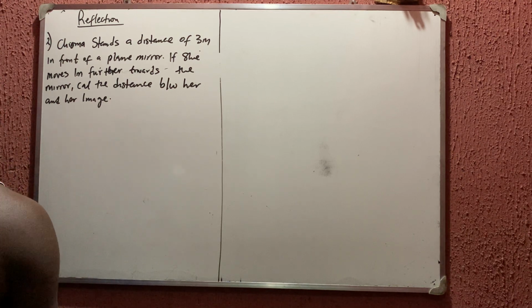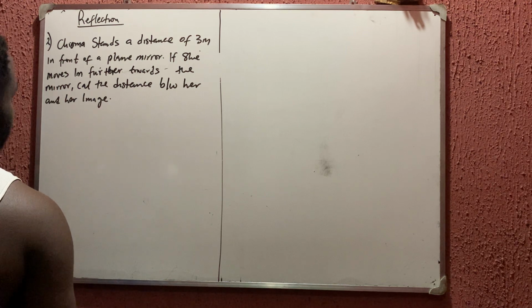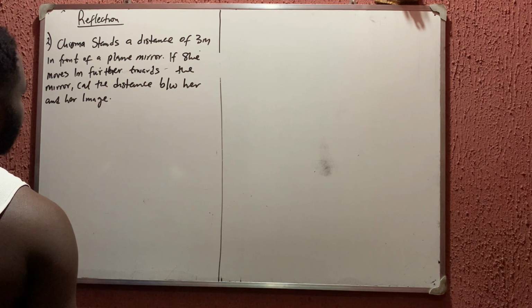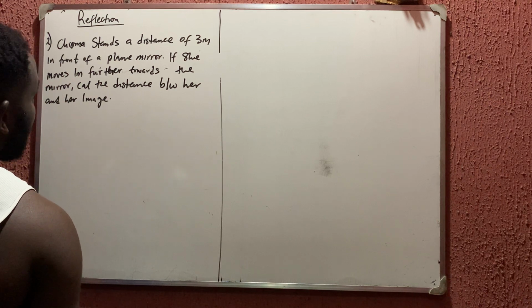All right, so now look at the question. We have solved the first question in the other video. So this is the second question. They say that Chioma stands a distance of 3 meters in front of a plane mirror. Okay, they say if she moves 1 meter further towards the mirror, calculate the distance between her and her image.